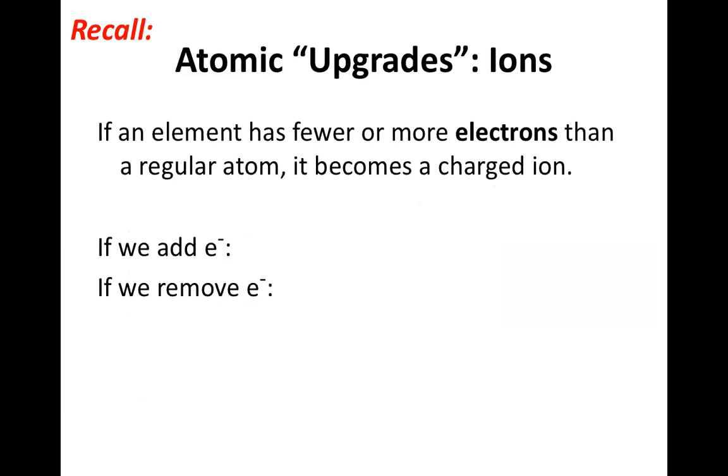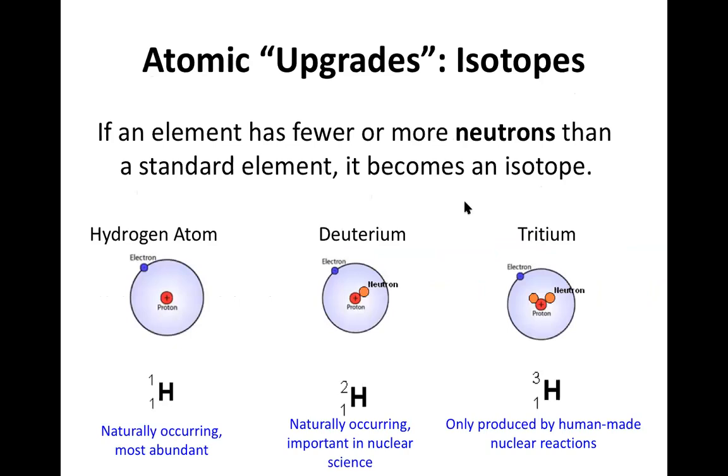So let's talk about a review of ions. This is not something we're going to talk about a lot in this course, but it's important that we distinguish changing up the regular atom version from the periodic table in different ways. If an element has fewer or more electrons than the regular atom, it becomes a charged ion. If we add electrons, we become an anion. If we remove electrons, we become a cation. So ions have to do with more or less electrons.